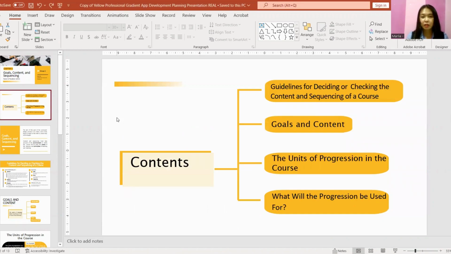Well, the contents of this chapter. The first is guidelines for deciding or checking the content and sequencing of a course, goals and content, the units of progression in the course, and what will the progression be used for. Actually, there are other parts of this chapter, but they will be presented by the next speaker. So I just focus on these 4 parts.